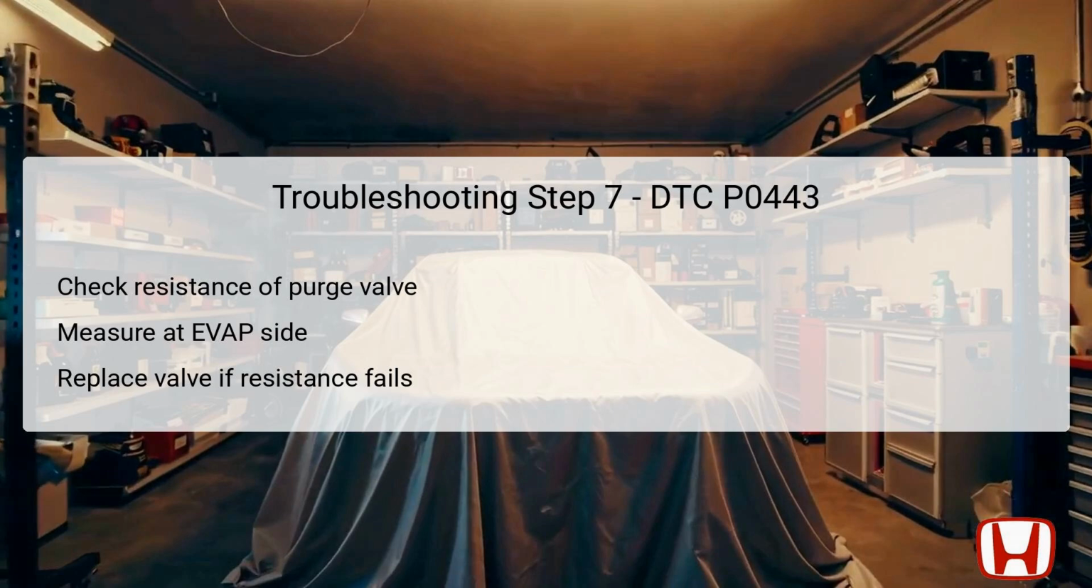If the resistance falls within this range, proceed to update the PCM if it requires the latest software, or substitute it with a known good PCM for further testing. Conversely, if resistance readings are outside the expected range, it signifies that the EVAP Canister Purge valve is defective and must be replaced to restore the system's functionality.